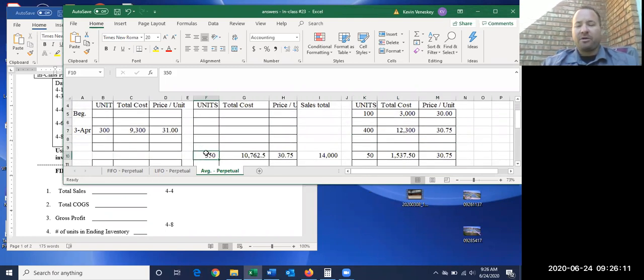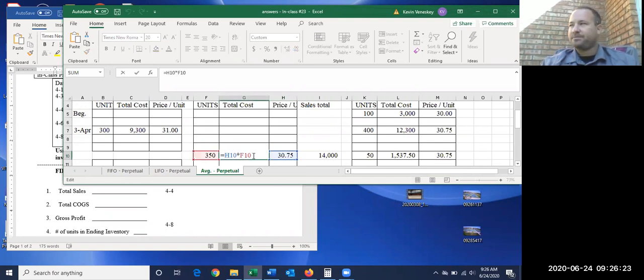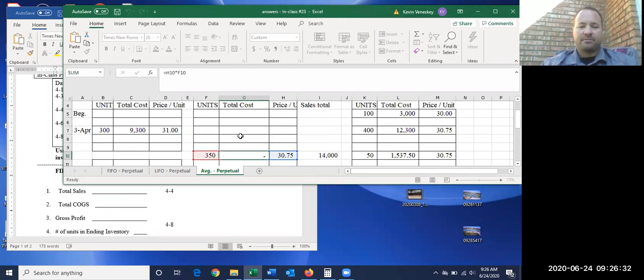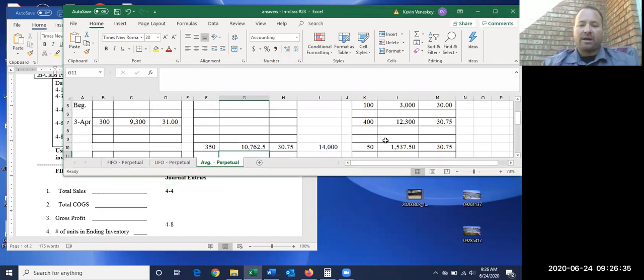So I come down here and I put the 350 that I sold times the $30.75, the average cost, and then I figure up my total cost by just doing the multiplication, 350 times 30.75. And then what's left, that's pretty simple. All I got to do is just take the 400 less what I sold, and I have 50 items. This number just gets brought down. I haven't added anything to it, so there's no change. Those 50 items that are left still cost $30.75. So that's my new ending inventory.